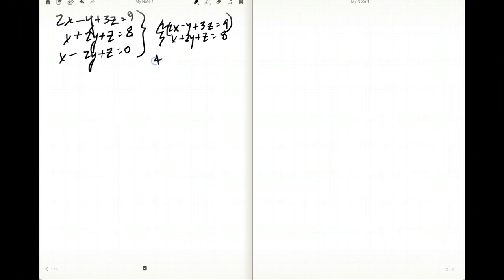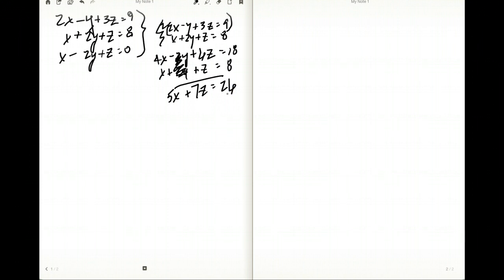So I get a 4x minus 2y plus 6z equals 18. Okay? And then here I get x plus 2y plus z, so nothing changed here, equals 8. So I'm going to add those. So I get 5x, my y's cancel because I've got a negative and a positive, and I get a plus 7z equals 26. Okay, so there I've got one equation here that I eliminated my y variable.